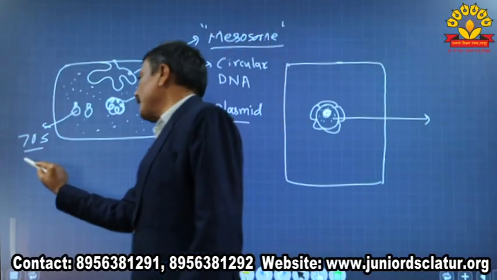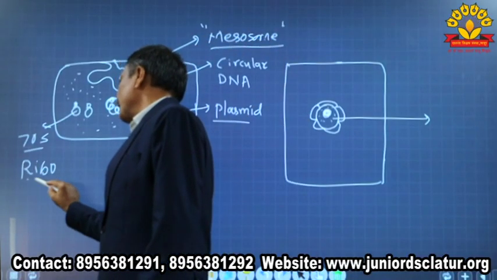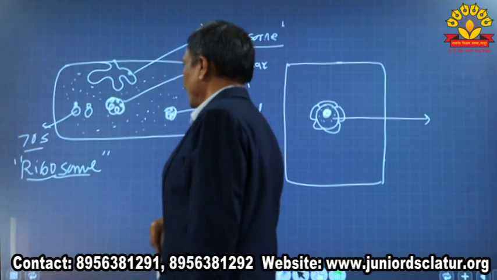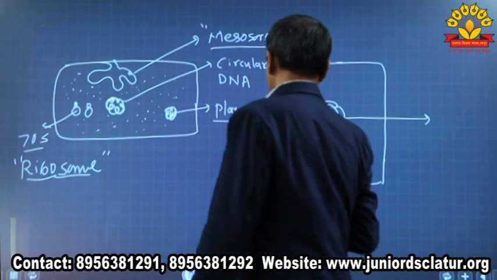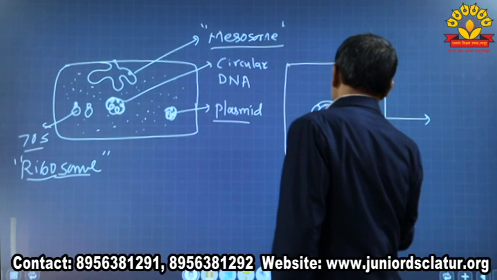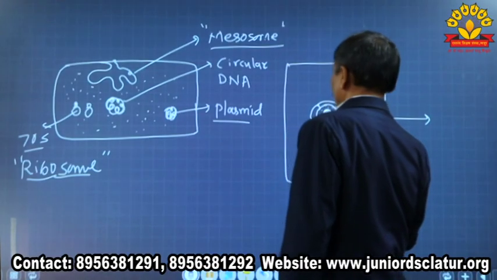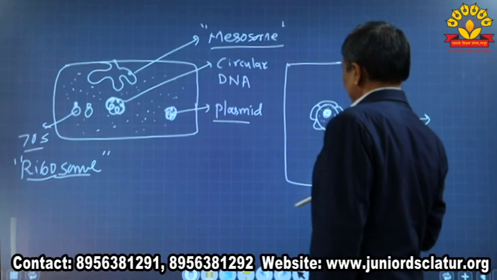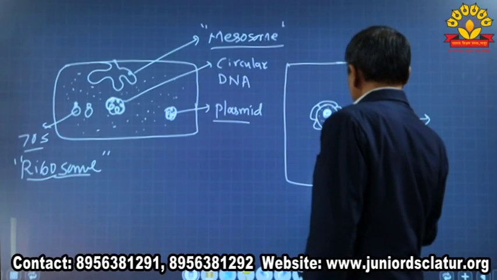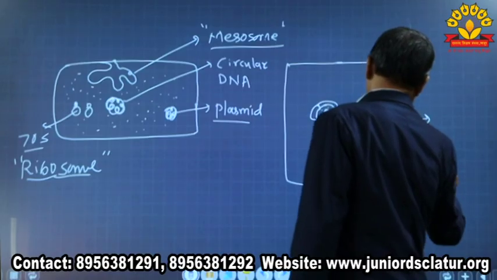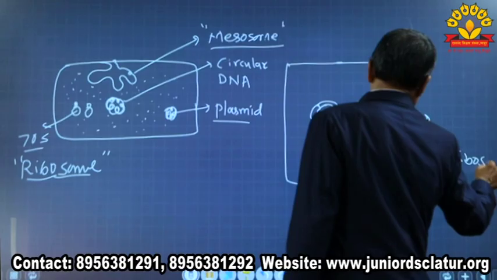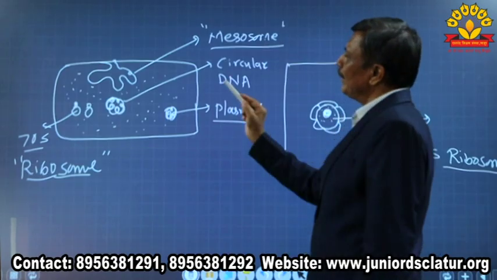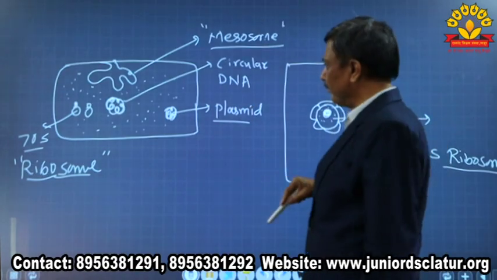For example, 70S ribosome is present inside the prokaryotic cell. This is the only cell organelle found inside the prokaryotic cell. But in the eukaryotic cell, inside the mitochondria and chloroplast, 70S ribosome is present, but outside the mitochondria and chloroplast in the cytoplasm, 80S ribosome is present. 80S ribosome is found in the eukaryotic cell. 70S ribosome is found in the eukaryotic cell as well as in the prokaryotic cell.